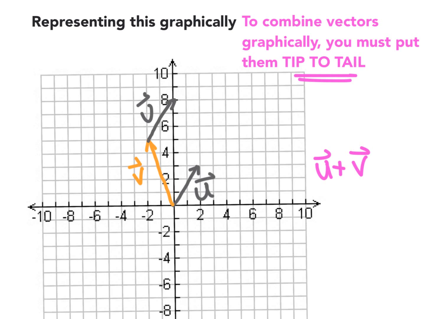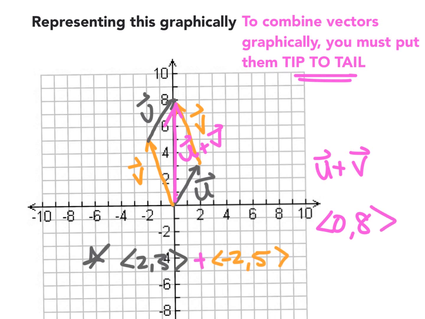v has components negative 2, 5. So I'm going to draw v over here. As you can see, they both end in the same spot. So I could just choose one of those to do. The new vector, u plus v, is the combination of these. And that vector has components 0, 8. And we can verify that algebraically. Going back to the beginning, we see that u has these components, v has these components, and adding them together just gives me right back that 0, 8 again.